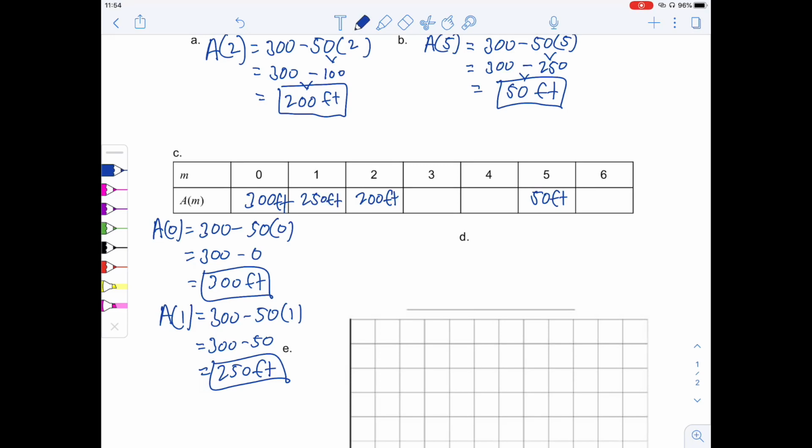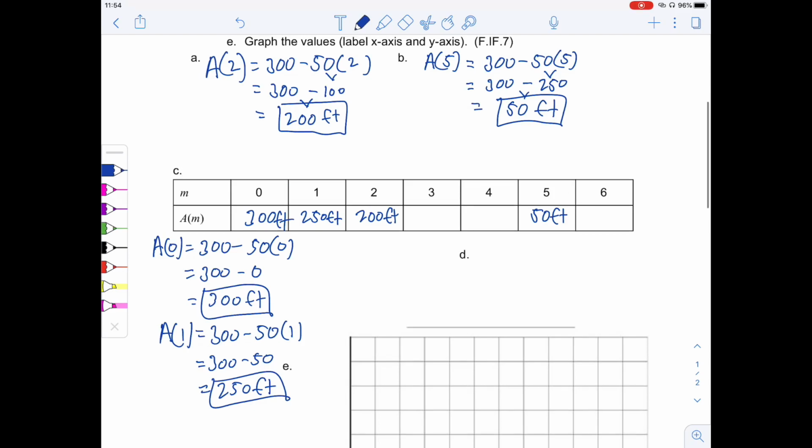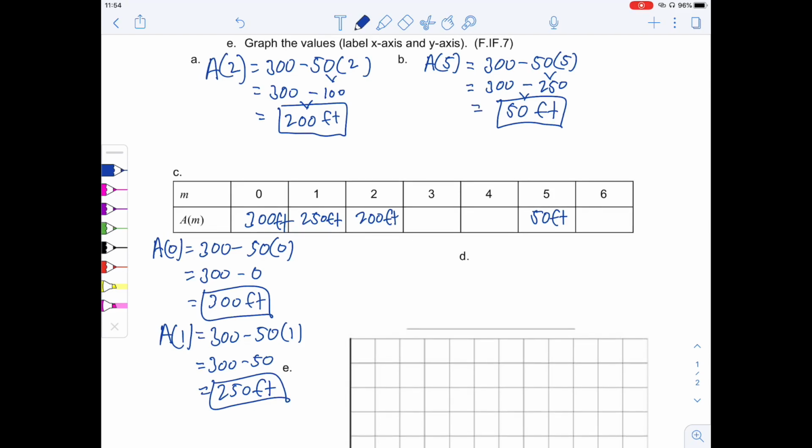And then you can keep going, but just by looking at it, you can tell since this is negative 50m, it's going down 50 feet every minute, right? So if you follow the pattern, you get minus 50, you get 250 feet. Minus 50, you get 200 feet. Minus 50 from that, this should be 150 feet. And then you continue on, subtracting 50, right? This should be 100 feet, 50 feet, and then 0 feet at 6 minutes.